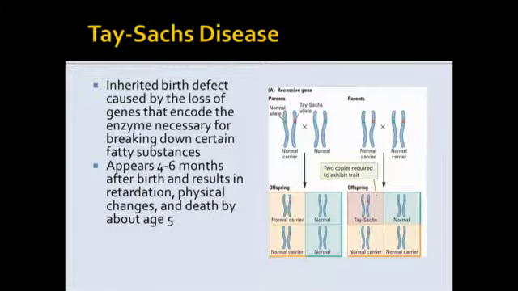It appears around 4 to 6 months after birth. Because you're not breaking down these fatty substances in the body, they are building up, and this can have drastic effects. It results in mental retardation, a lot of physical changes, because you can imagine you don't have good motor control. And usually the child does not survive past the age of 5. Very, very sad. Anybody know about Tay-Sachs?